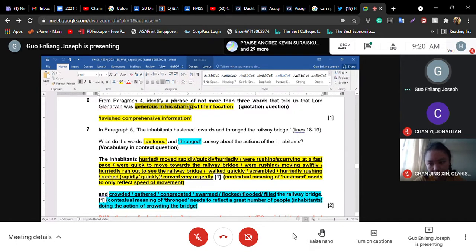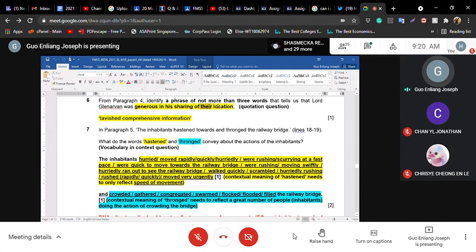"Generous in his sharing" means lavish, comprehensive. Then the word "location" of "their location" is actually information. The important thing for quote questions is that your quote needs to correspond to the key contextual clue in the question itself, the one that's highlighted, every single word. Obviously, "lavish" means giving a lot of information. That is being generous in sharing, and the location is information. That's how you get the answer, with the single quotation mark, of course. Anyway, most of you got this answer.